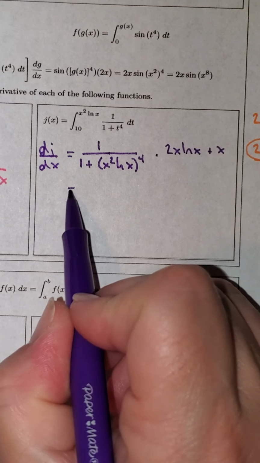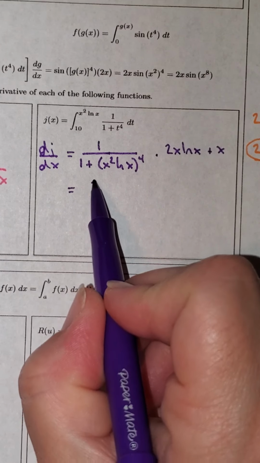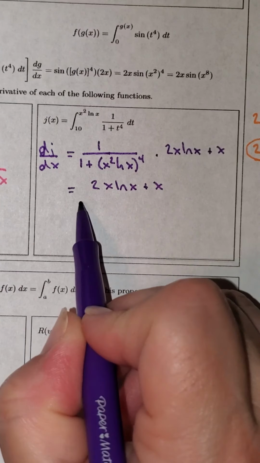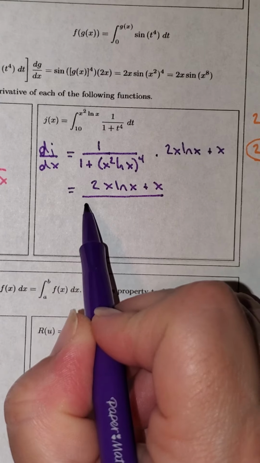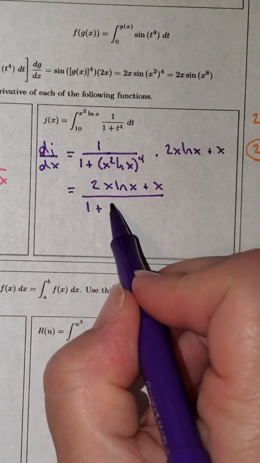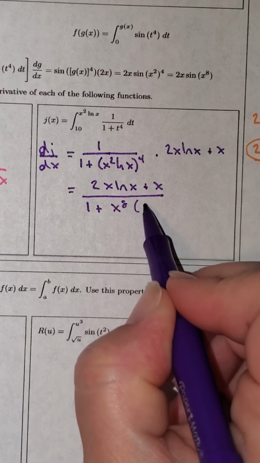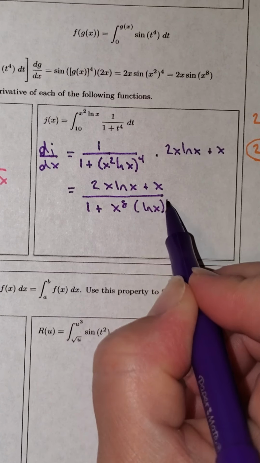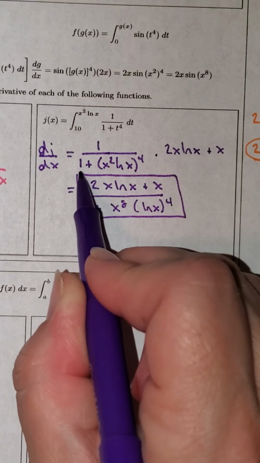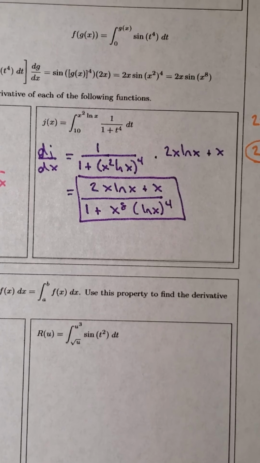So we can make it a little prettier by throwing this on top. 2x natural log of x plus x all over 1 plus, and then it'll be x to the 8th times the natural log of x to the 4th. But that's about as neat as you're getting for the derivative of that integral.